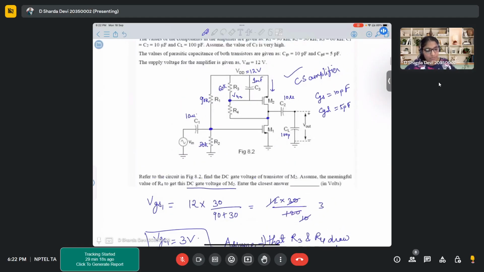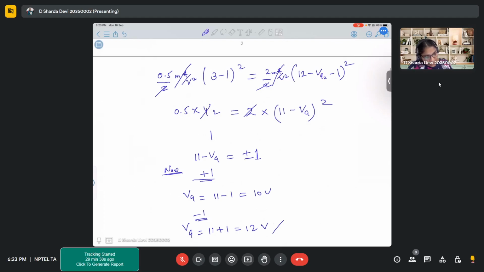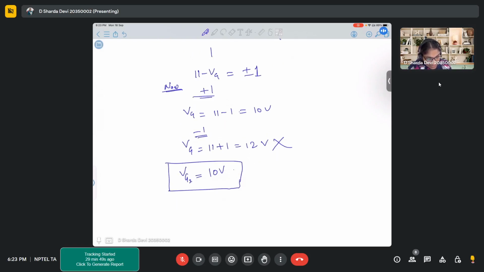In this particular diagram, if you look at it very carefully, there is already a resistor of 60K, another resistor R4. So definitely your Vg2 cannot be equal to Vdd, right? So Vg2 cannot be equal to 12 volts. That's why we'll discard this and say that our Vg2 for transistor N2 is 10 volts. And VSG for the same transistor is 12 minus 10, that is 2 volts. This is clear, right? Very simple analysis.